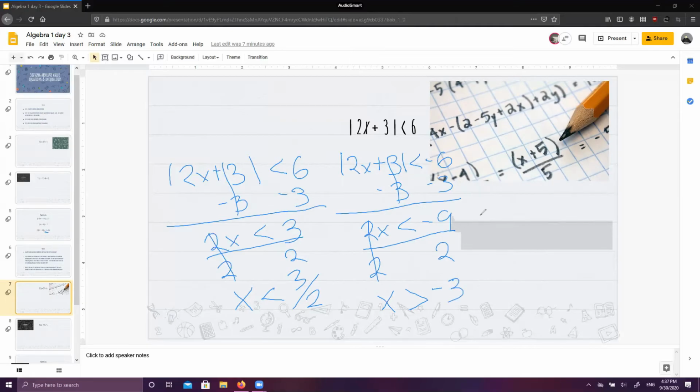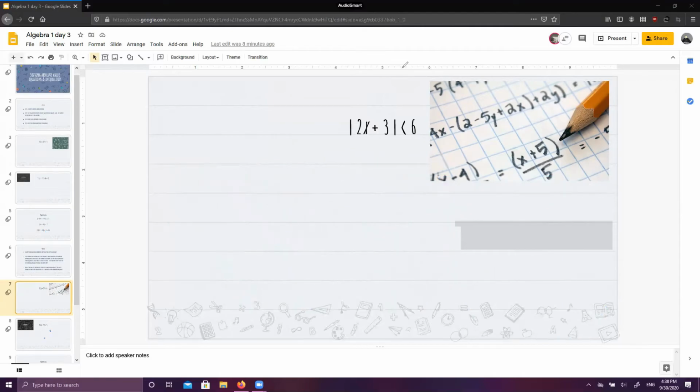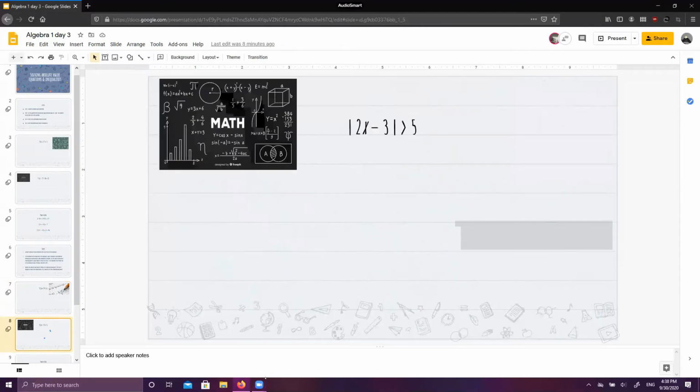You want to make sure you have 2 answers. It's the same thing for this one. Oops, sorry, I meant you have to separate into 2 sides. So absolute value of 2x minus 3 is greater than 5, and for the other, absolute value of 2x minus 3 is greater than negative 5.